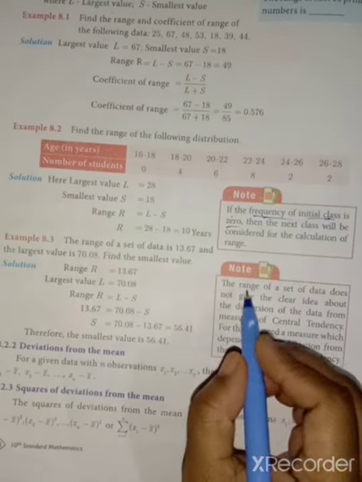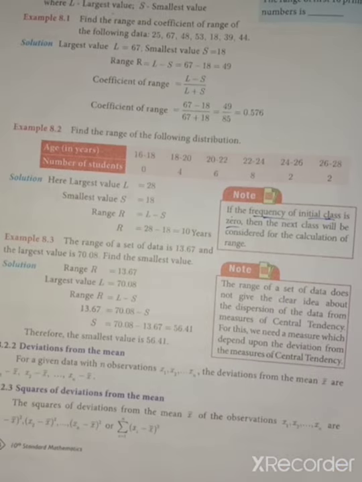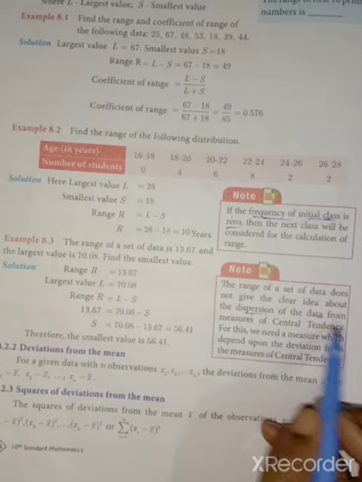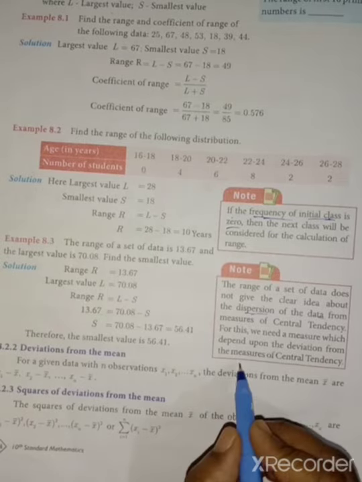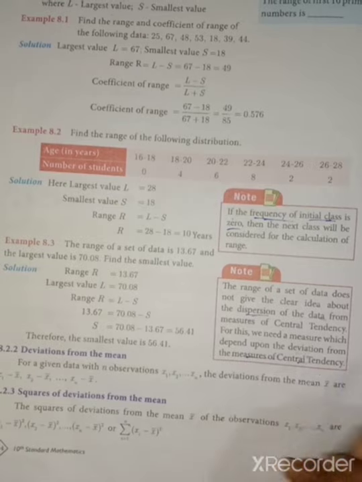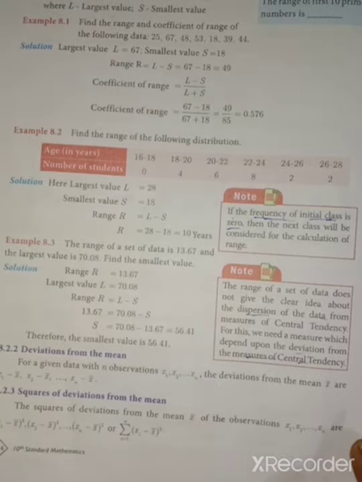Then the next one: the range of a set of data doesn't give a clear idea about the dispersion of the data from the measures of central tendency. For this we need a measure which depends upon the deviation from the measures of central tendency. That means here the dispersion of data is not clear, so we take the deviation from the measures of central tendency. So what is the deviation?